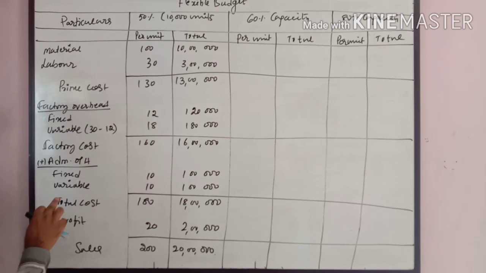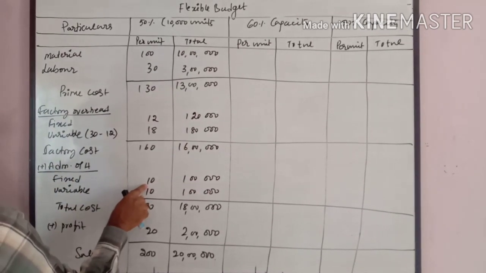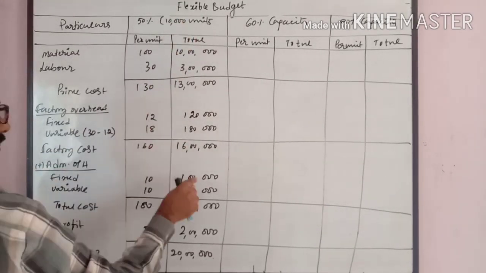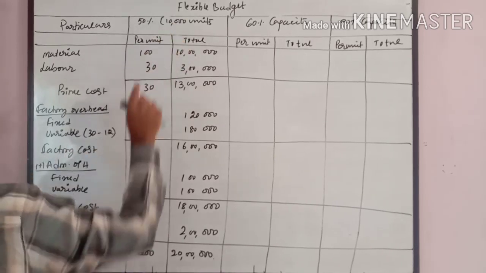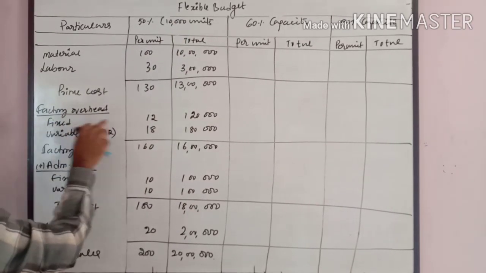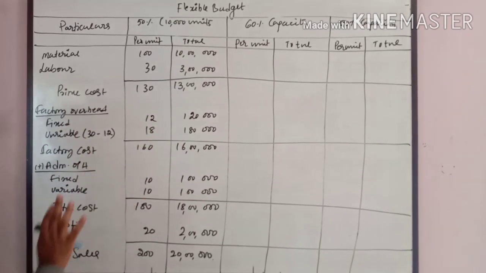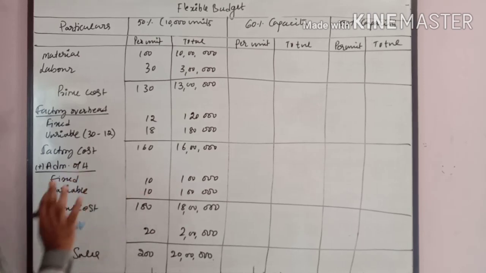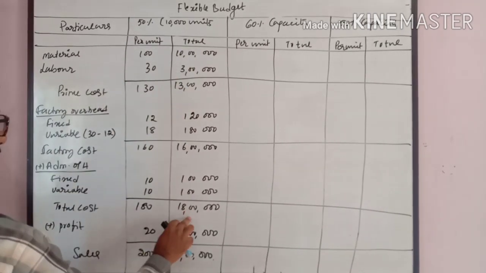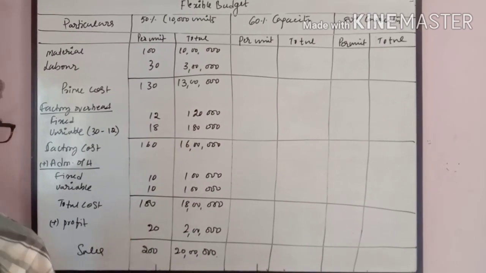Administration overhead total is 20 rupees, out of that 10 rupees is fixed cost and variable is 10. 10 into 10,000, 1 lakh, and again 10 into 10,000, 1 lakh. This will be called semi-variable. Factory: fixed 12, variable 18. Here administration: fixed 10, variable 10. Total cost is 180 into 10,000, 18 lakhs. Even if you add these two, 3 lakhs, it will come to 18 lakhs.